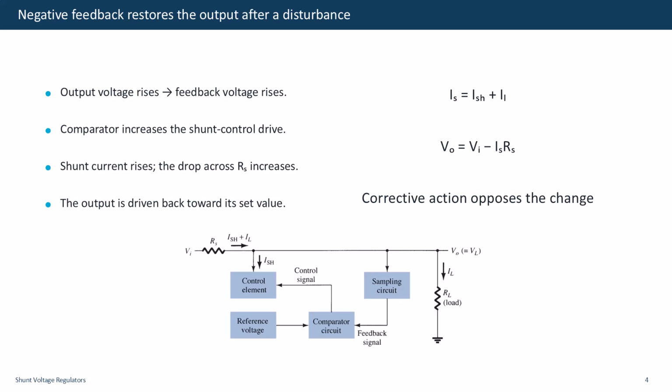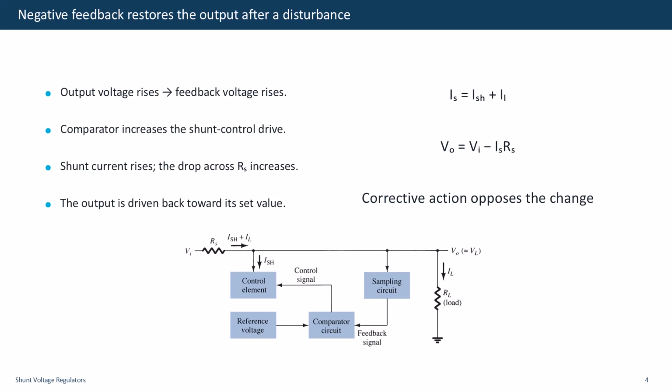This slide follows one disturbance through the feedback loop. Suppose the output voltage rises. The sampled feedback voltage also rises, so the comparator increases the drive applied to the shunt control element. Shunt current therefore increases. Because source current equals shunt current plus load current, the increased shunt current increases the voltage drop across the series resistor.